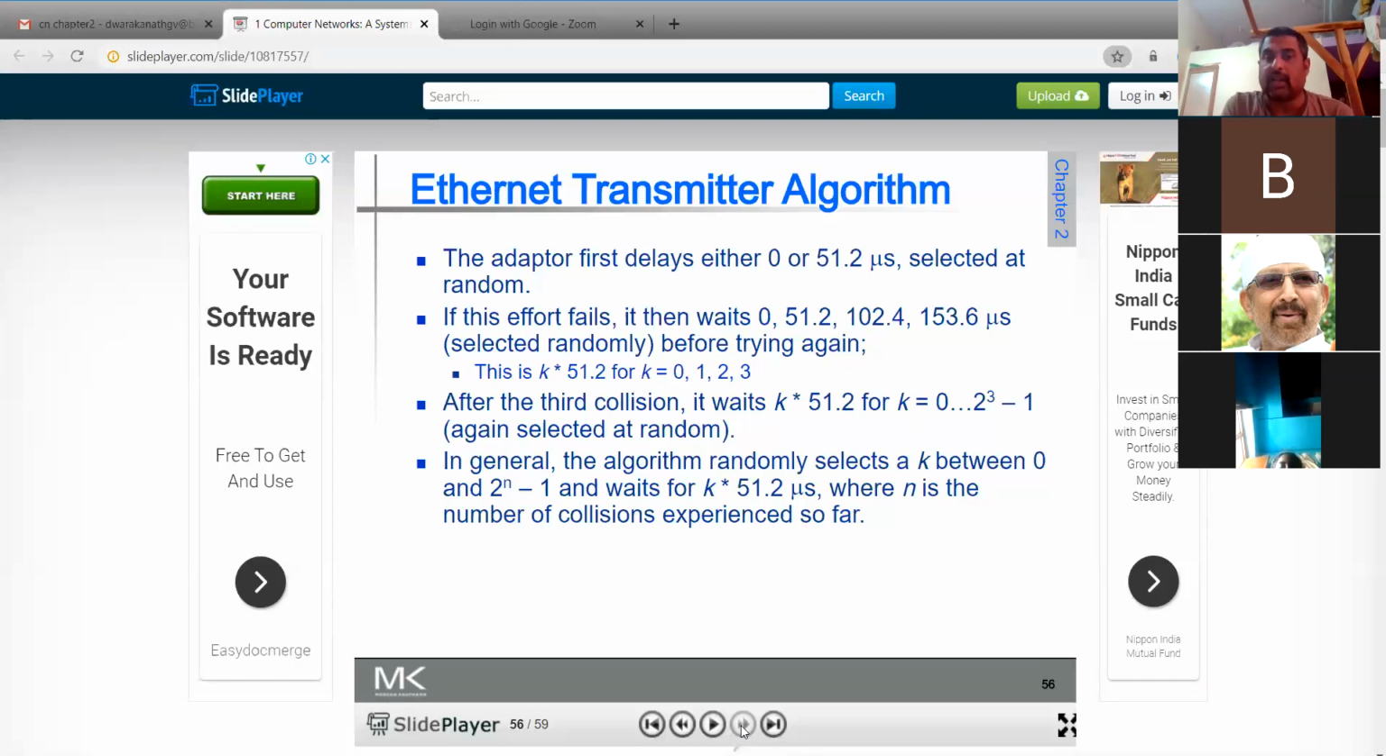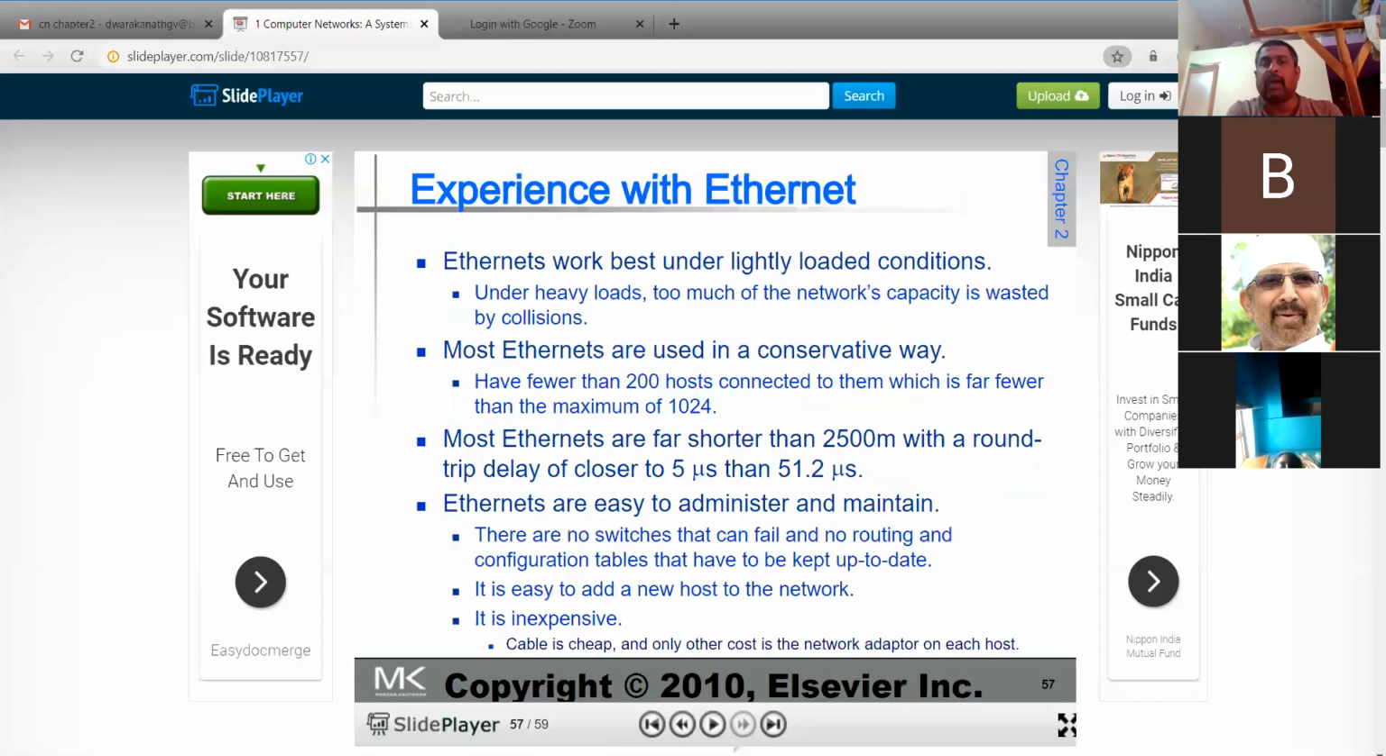Next, in general, the algorithm randomly selects a K between 0 and 2 to the power of N minus 1, where N stands for the number of collisions. And the waiting time is always defined by K into 51.2 microseconds. This is the formula. How is K defined? K is defined from 0 to 2 to the power of N minus 1. How is N defined? N is the number of collisions occurred till now. In this way, the Ethernet transmitter algorithm will work in case of collisions.